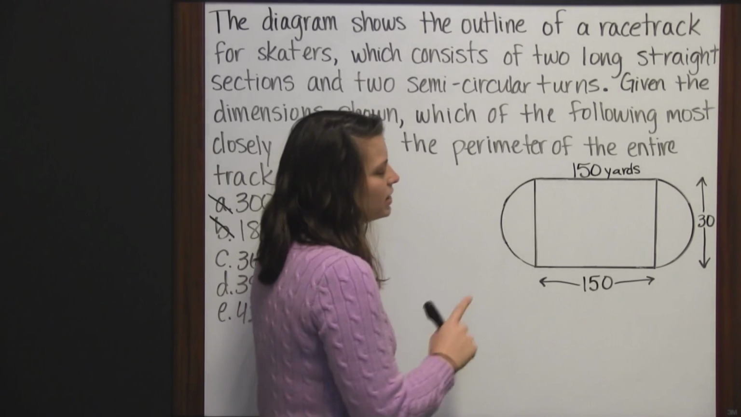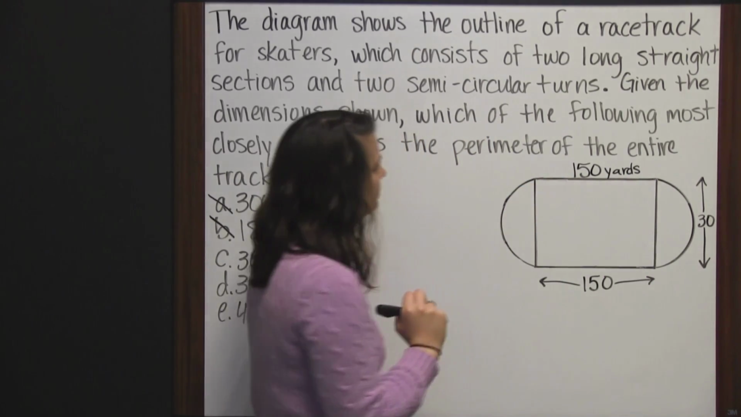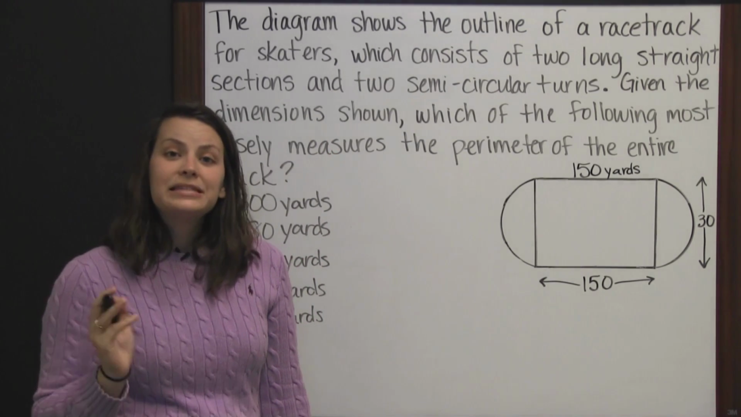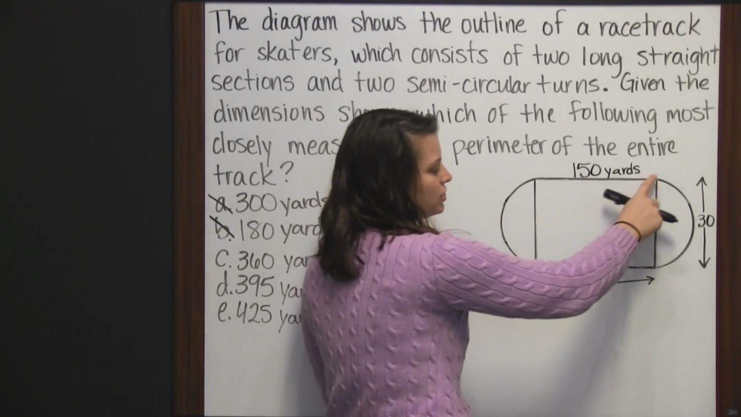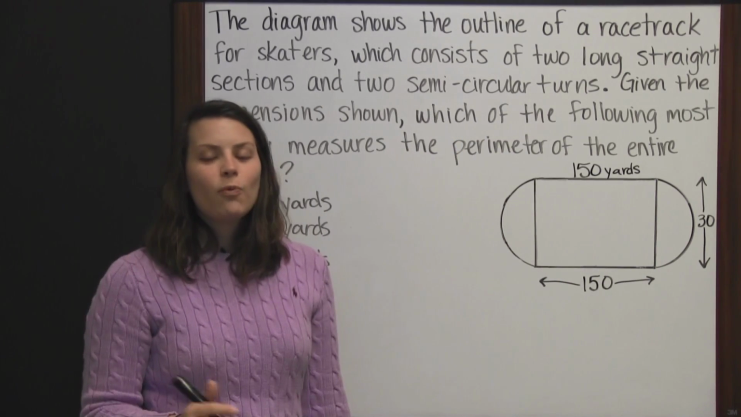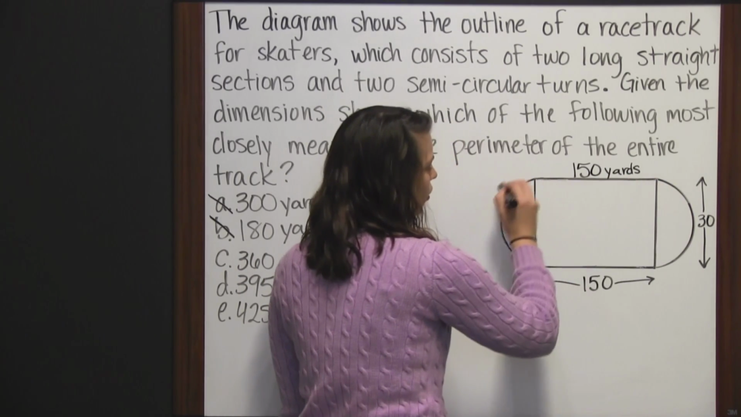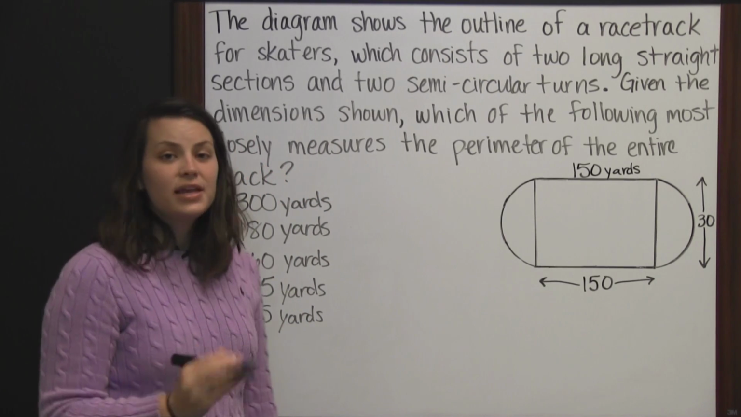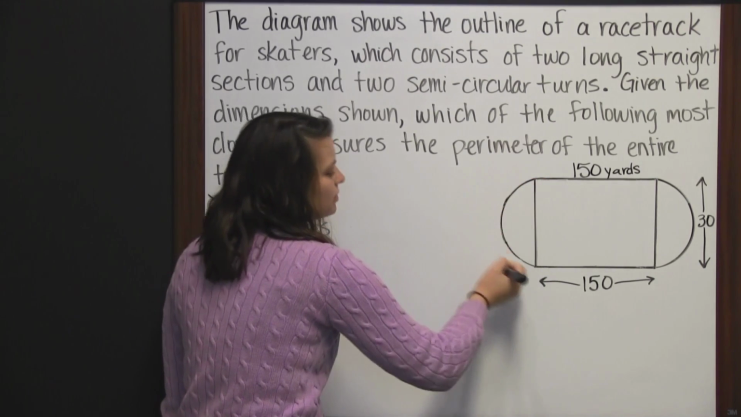So that means we need to figure out what this distance is here and here. They told us that these were semicircular turns. That means that semi means half of a circle. So if you take these two halves of a circle and you put them together, you get one whole circle. So really they're traveling the distance of one whole circle in addition to these straight sides here, which means we need to find the circumference of our circle to find the distance around the circle.